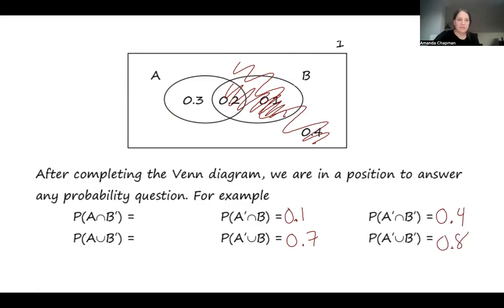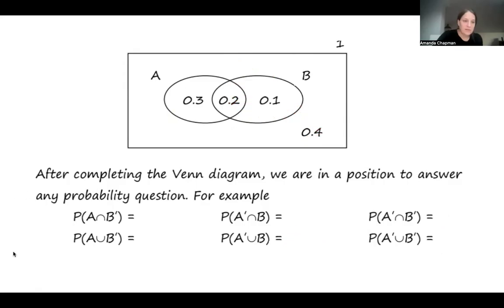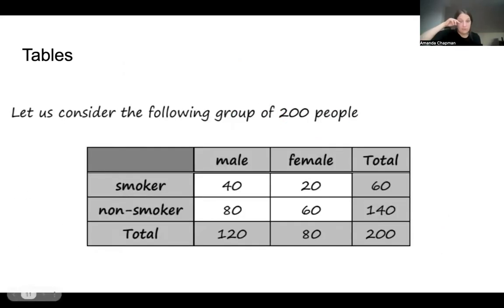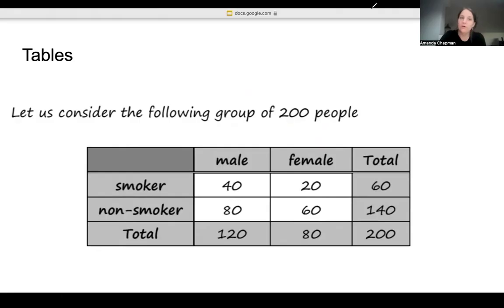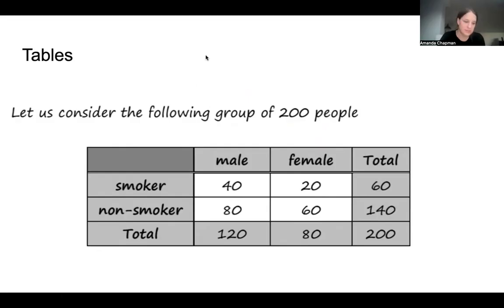Okay, last slide, because I need to make this video faster. The last slide is tables. So we're also going to look at tables tomorrow. I might not say too much about this right now, but we can also, instead of a Venn diagram, make a table. I love a table as well. It's just really easy to see.